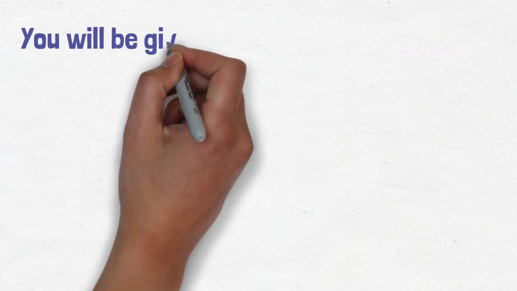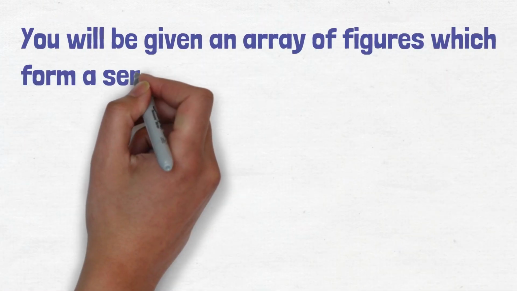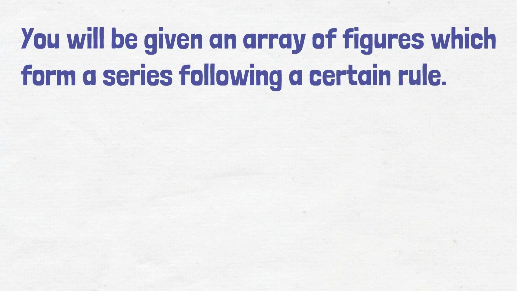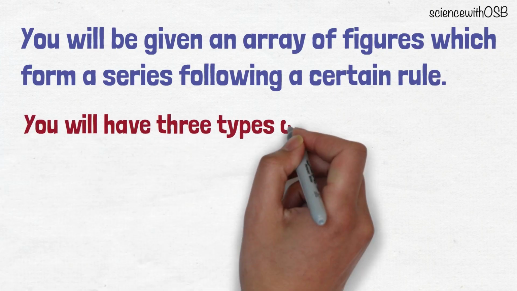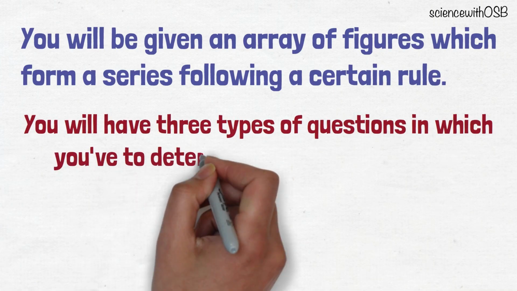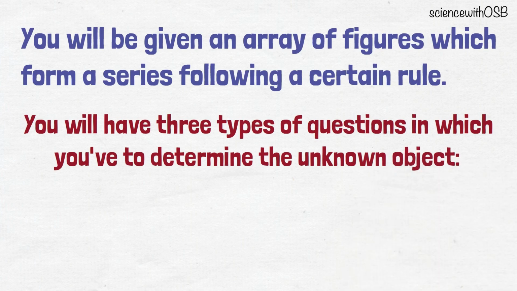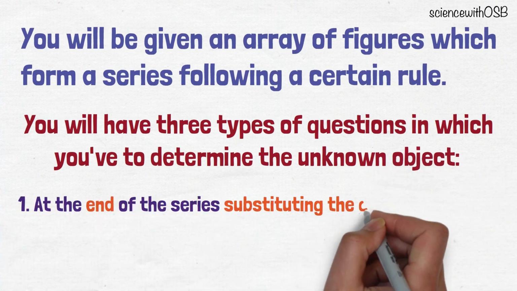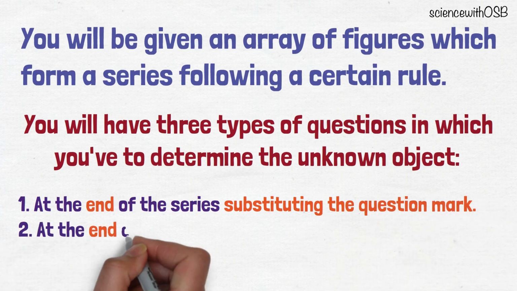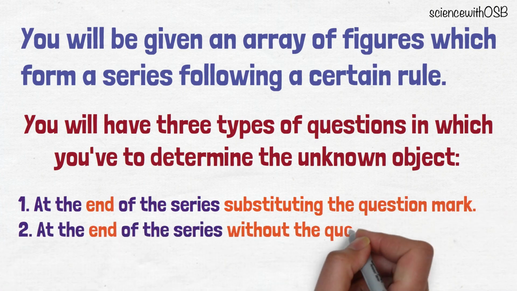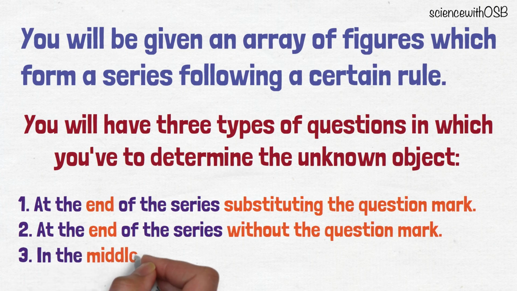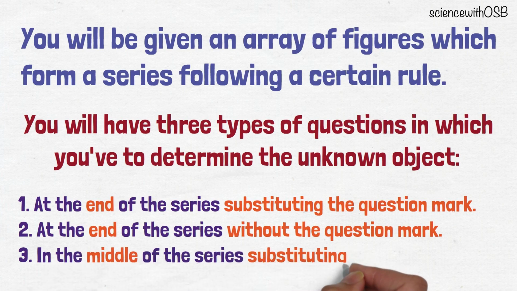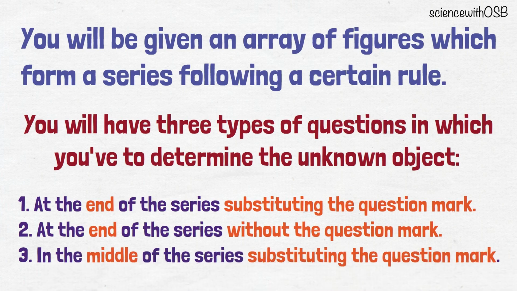You will be given an array of figures which form a series following a certain rule. You will have 3 types of questions in which you have to determine the unknown object. Type 1 at the end of the series, substituting the question mark. Type 2 at the end of the series without the question mark. And type 3 in the middle of the series, substituting the question mark.